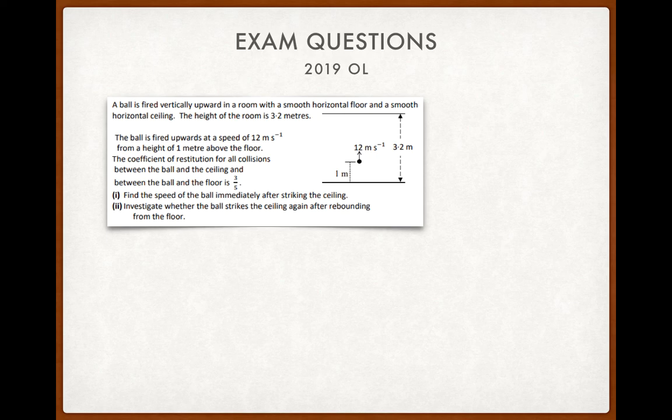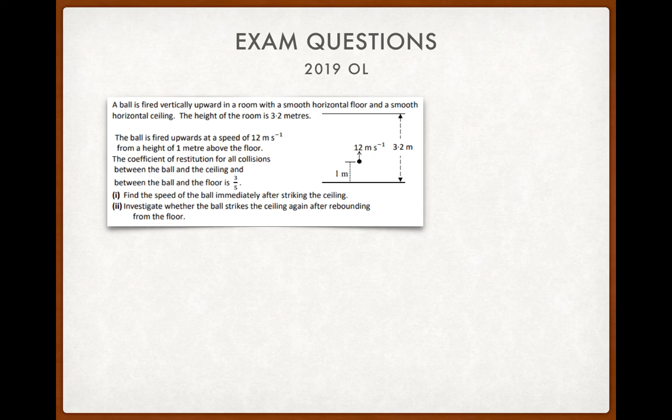A ball is fired vertically upwards in a room with a smooth horizontal floor and ceiling. The room is of height 3.2 meters. The ball is fired up at a speed of 12 meters per second from 1 meter above the floor, and the coefficient of restitution is 3/5. So it's almost identical to the previous question. We want to find the speed of the ball immediately after striking the ceiling.